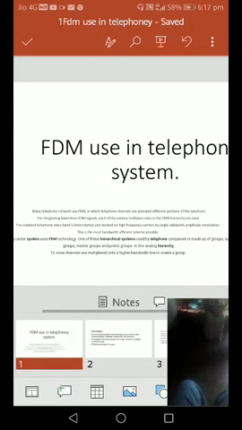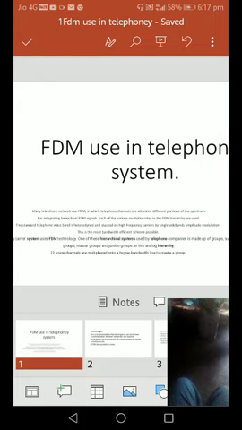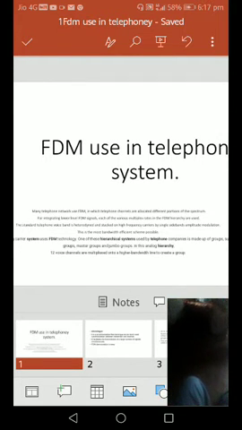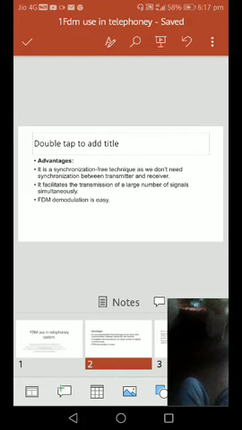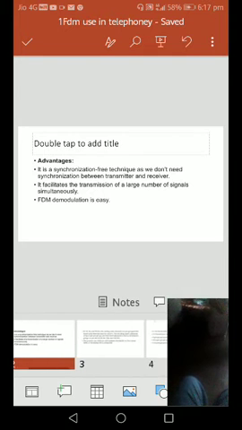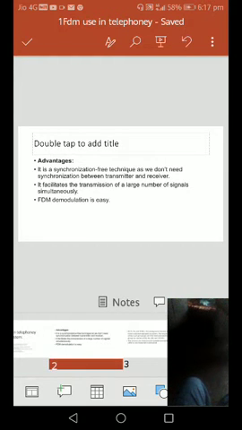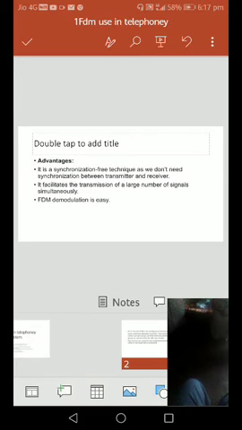Basically, 12 voice channels are multiplexed onto a higher bandwidth line to create the group. And we have to move to the next slide.